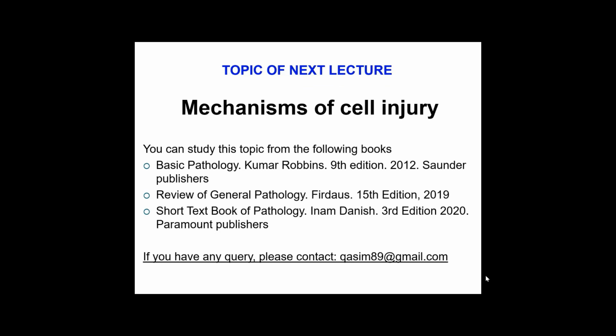Our next topic will be the mechanism of cell injury. You can study this topic from the following books: Basic Pathology by Kumar and Robbins, Review of General Pathology by Firdos, and Short Textbook of Pathology by Inam Danish.